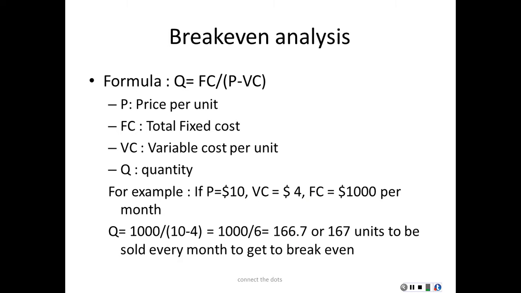you will see we will need to sell a minimum of 167 units every month to break even, which means at this point we're not making any money, we're not losing any at 167. At 165, 164, we will be losing money. At 168, 169, 170, we will be making money. The higher the quantity, obviously the more profit we'll make. The lower the quantity, we will lose money.